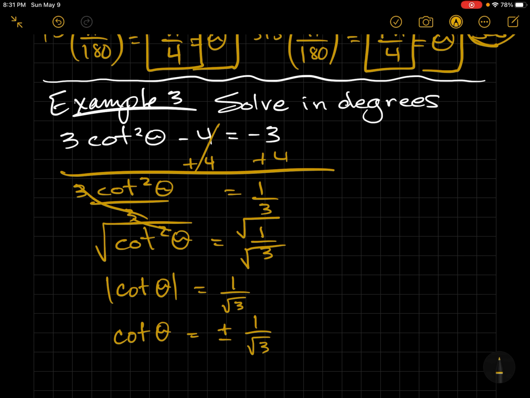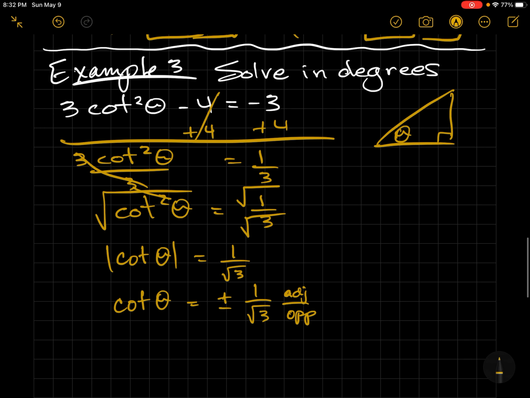Now, in this situation, I don't want to rationalize the denominator. And the reason why is that I recognize the 1 and the radical 3 as being a part of a triangle. So this is adjacent over opposite, because that's cotangent. Or you could flip it. You could think of it as tangent theta equals plus or minus radical 3 over 1.